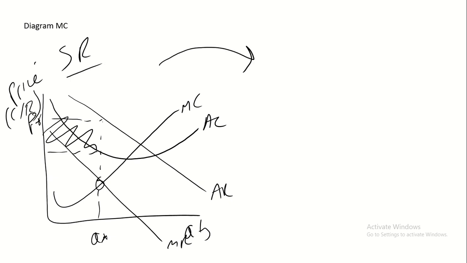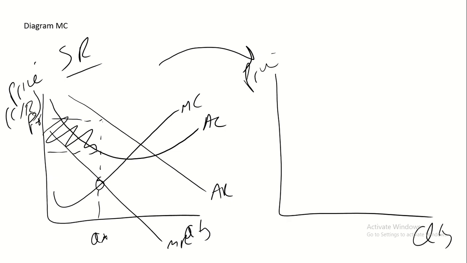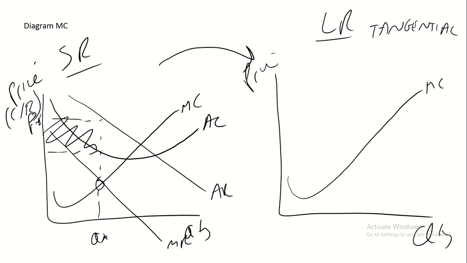To the long run, the key to remember, and I would always draw these separately, is that the AR and AC become tangential. So the key for the long run is tangential. Okay, so let's have a look at it then. So we've got MC, AC, right? The tip here is to draw the MR before the AR.